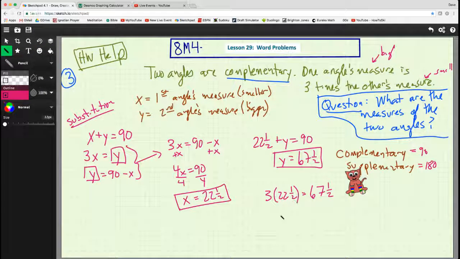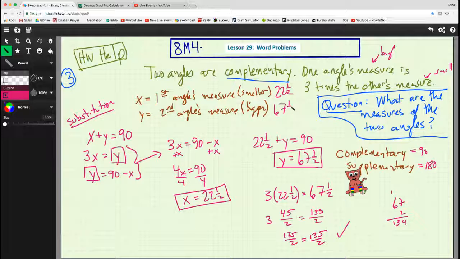So 22.5 is 22 and a half. That's 45 over 2. 3 times 45 over 2, right? 22 times 2 is 44 plus 1. And over here, I get 67 times 2. 67 times 2 is 134, plus 1, 135 over 2. So 3 times 45 is 135 over 2 equals 135 over 2. Check, happy cat. And so I'm going to write my answer here. The smaller is 22.5. My larger is 67.5. And there's my answer. Box it up. Nice and tight. Good work.